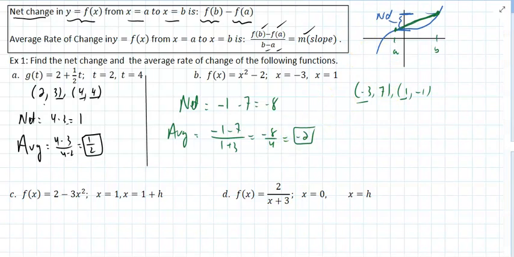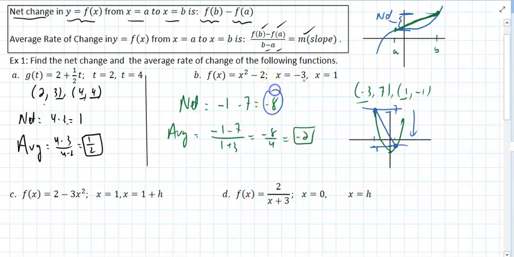Graphically, you could glance at this. You don't have to do this graphically. If I look at x squared minus 2, if I look at x equal negative 3, I am up here at negative 3 at 7 and 1 at negative 1. So you notice the slope of the line is negative, and the net is always end minus beginning. You're coming down, that's why it's negative.